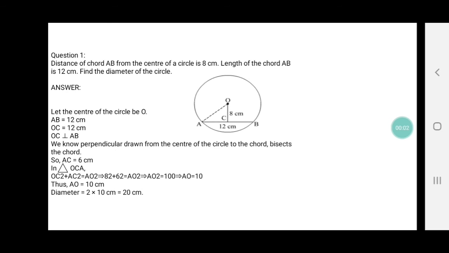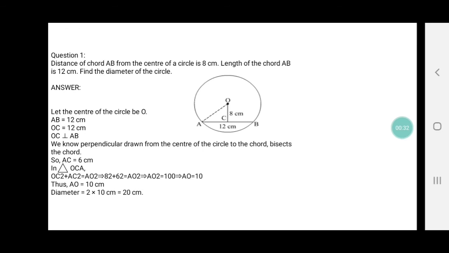Now we begin with the first problem of exercise 6.1. The distance of chord AB from the center of the circle is 8. The length of chord AB is 12. Find the diameter of the circle. Here, let O be the center of the circle. AB is given to us as 12, and OC is given to us as 8.